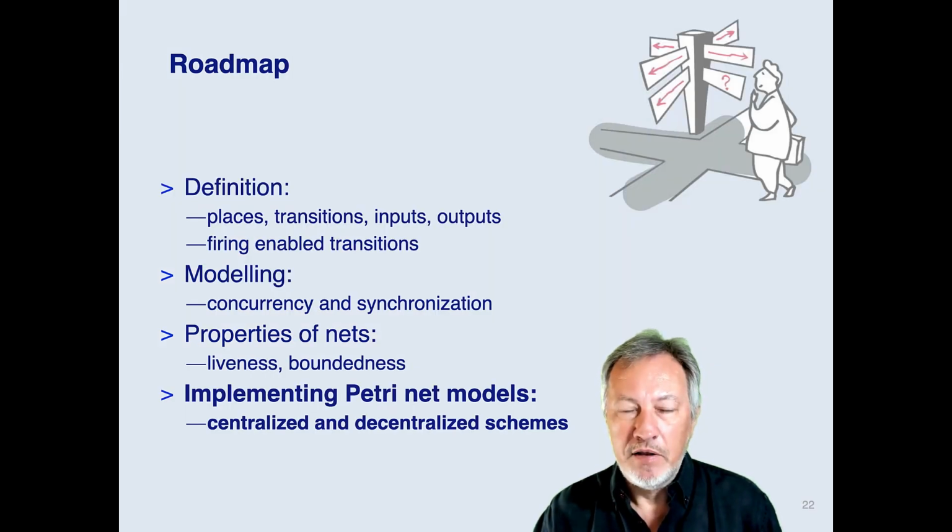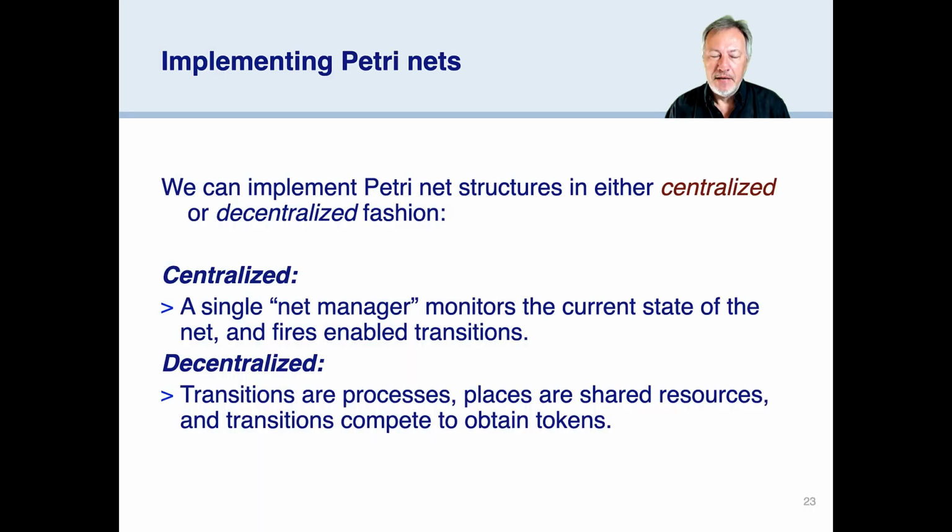Finally, let's have a look at how Petri nets map to possible implementations. Basically, we can implement Petri nets either in a centralized or a decentralized fashion. With a centralized approach, we basically follow very closely the mathematical definition, and we have essentially a net manager which looks at the state of the Petri net, figures out which transitions are enabled, picks one, and fires it, and loops around. This is essentially what we were doing up until now.